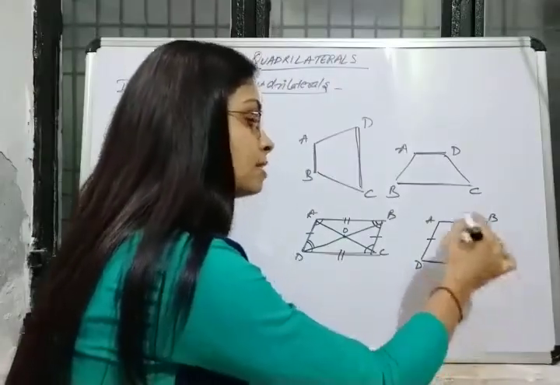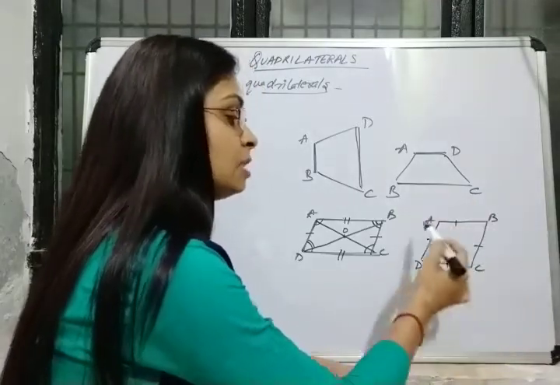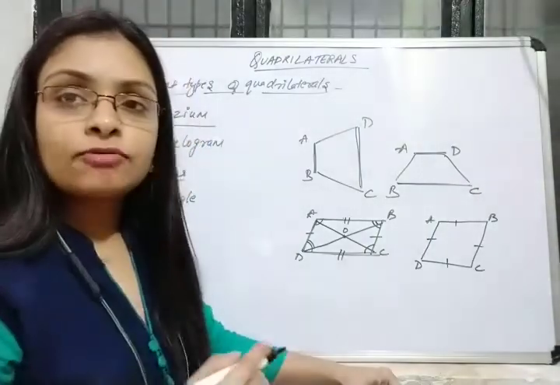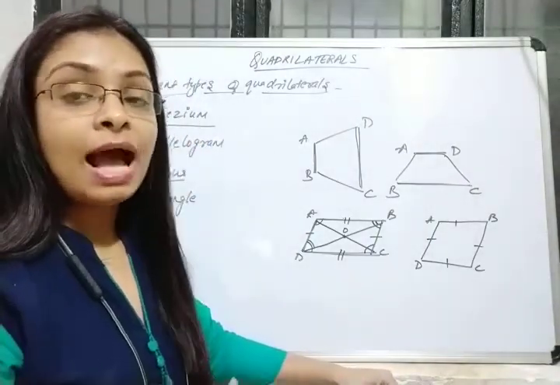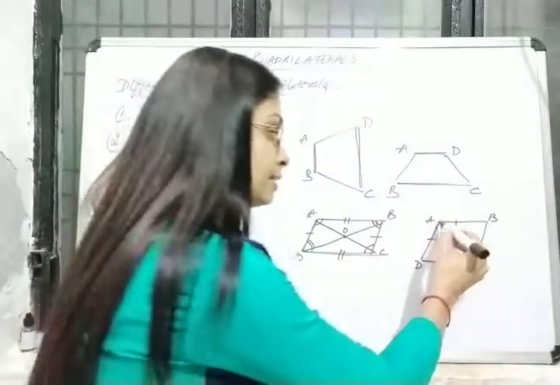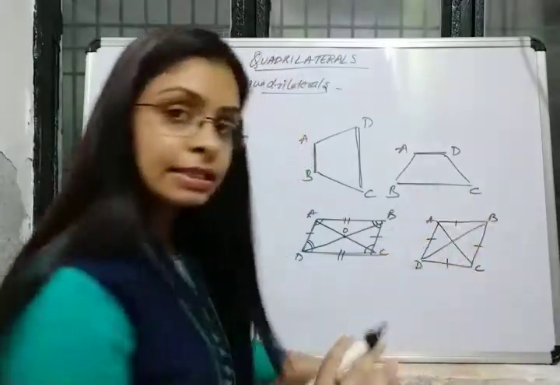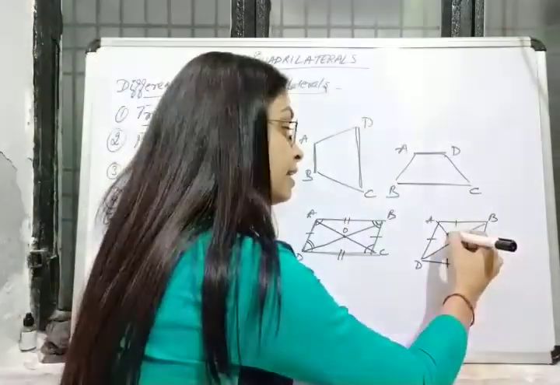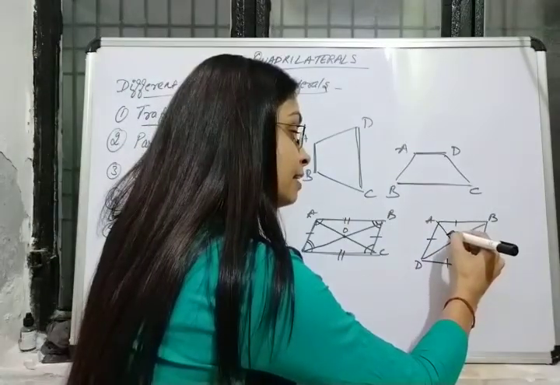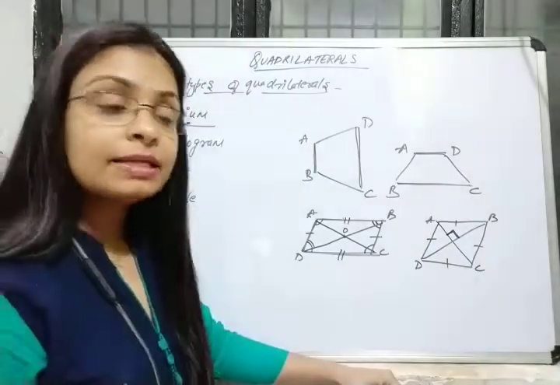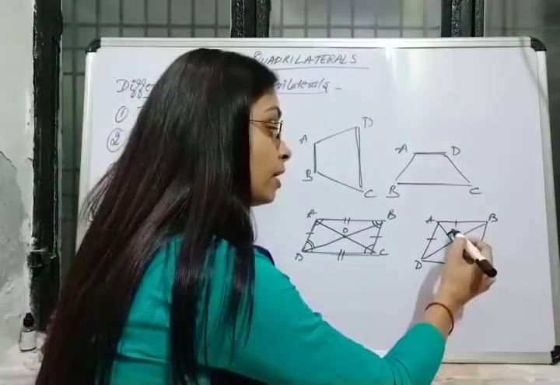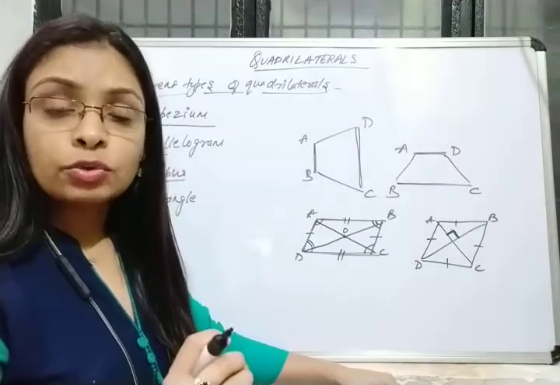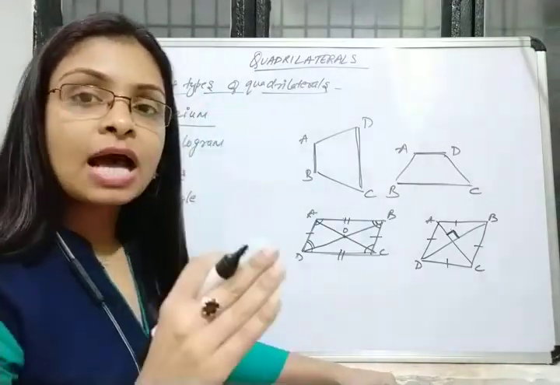AB is equal to BC, BC is equal to CD, and CD is equal to DA. So all the sides of a rhombus are equal. There is one more property: the diagonals of a parallelogram bisect each other, but the diagonals of a rhombus bisect each other at 90 degrees. They make an angle of 90 degrees at the point of intersection. So a rhombus is a parallelogram whose sides are all equal.